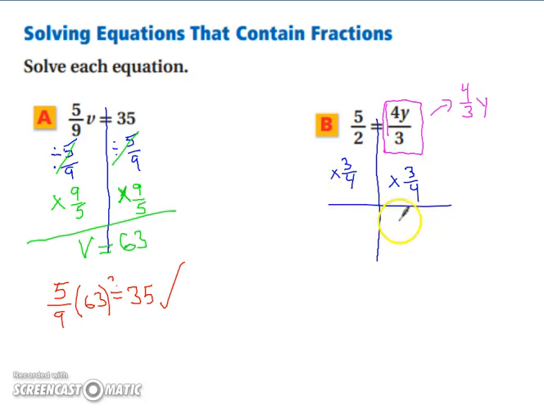Now we have just y on the right-hand side of the equation, and on the left-hand side, we have 15/8. Time to double check our work. Is 5/2 in fact equal to 4/3 times 15/8? Yes, it is. We're good to go.